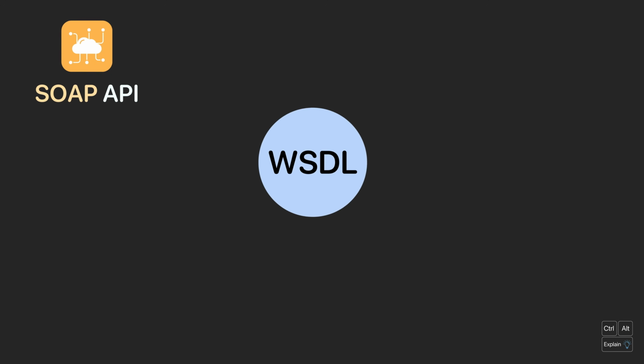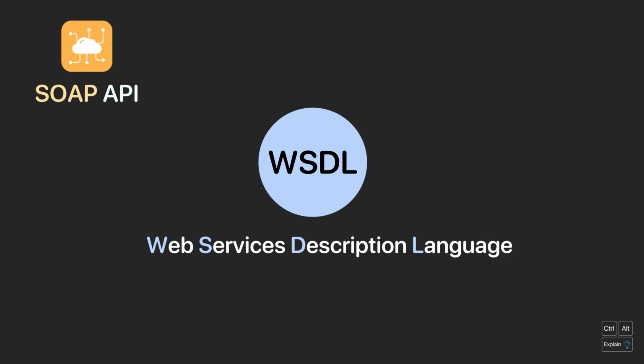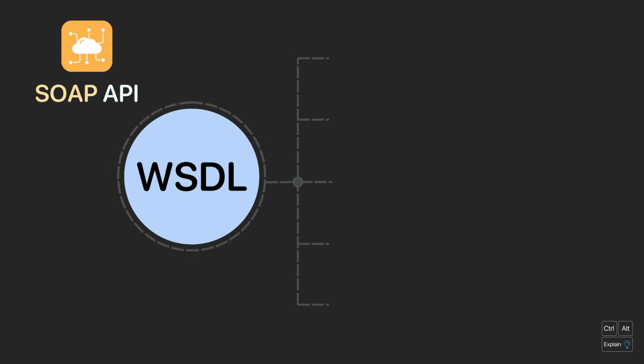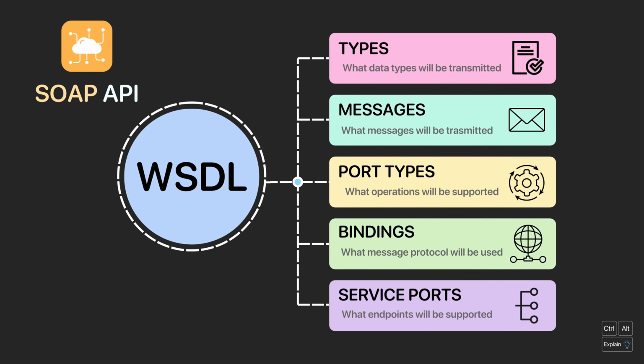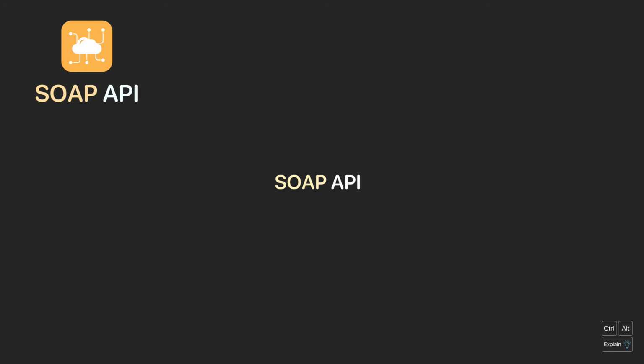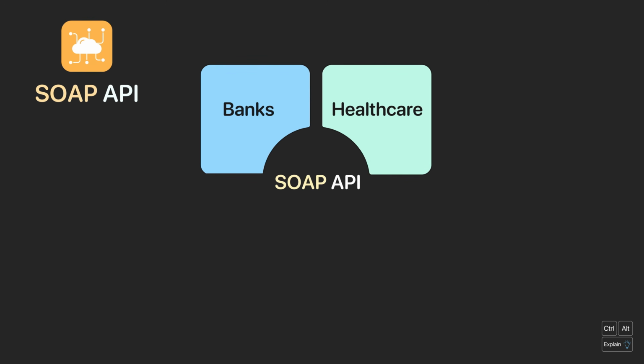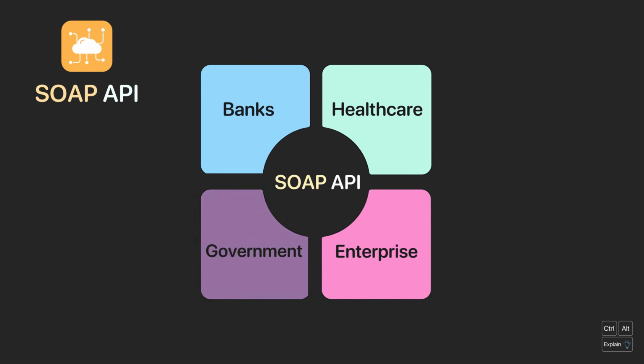SOAP is extremely formal when it comes to defining how systems talk to each other. It uses something called WSDL, Web Services Description Language. WSDL is like a detailed contract between two systems. It describes what operations are available, what data types are allowed, what structure every message must follow, and how the service should be contacted. This contract-first approach reduces misunderstandings between systems, especially in large organizations. Even though REST is more popular today, many large institutions still rely on SOAP because they need predictable, tightly controlled data exchange.